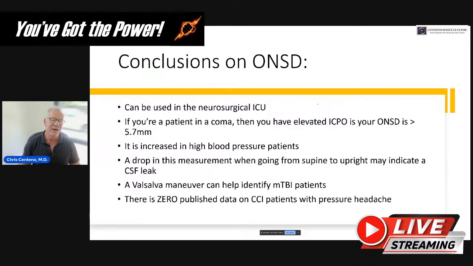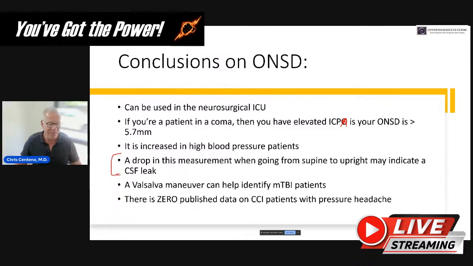So in conclusion, you can use this in the neurosurgical ICU to determine who's got intracranial hypertension, but that's more related to the depth of their coma. There are measurements that you can use for that. That's a typo there, so I apologize. We know that this measurement is increased in high blood pressure patients, and we know that a drop in this measurement when going from supine to upright may indicate a CSF leak. We have a single study on that, so I would say it's kind of interesting.